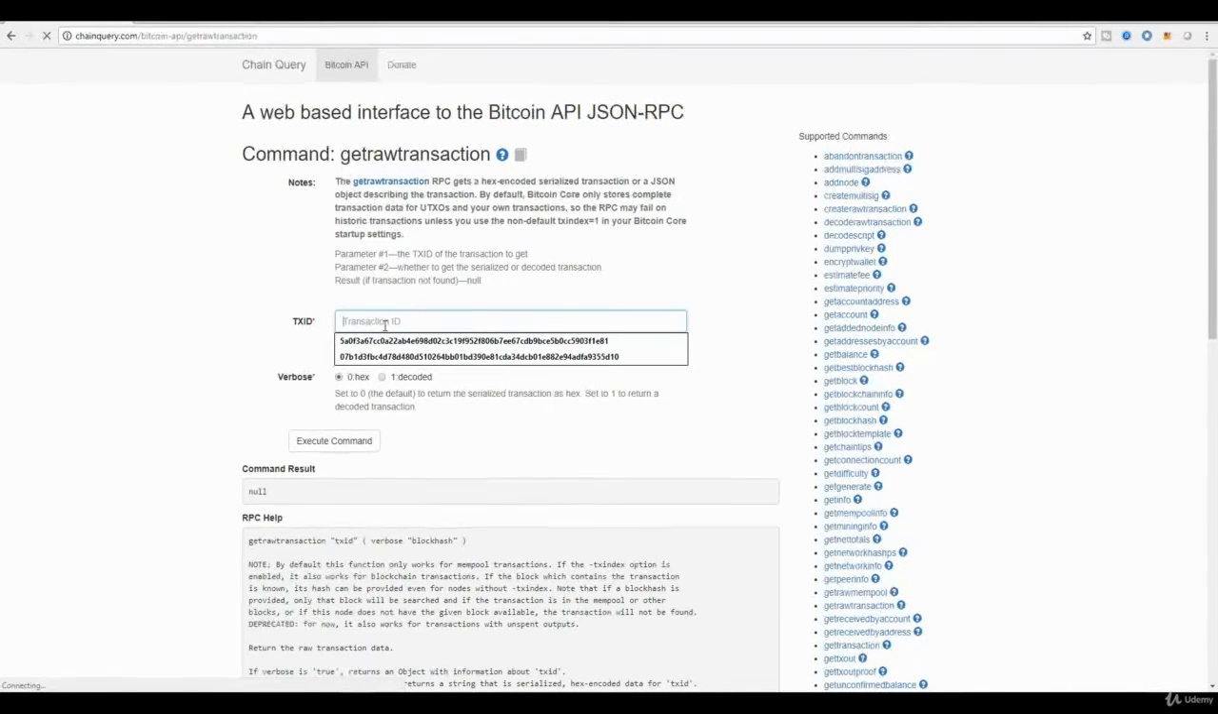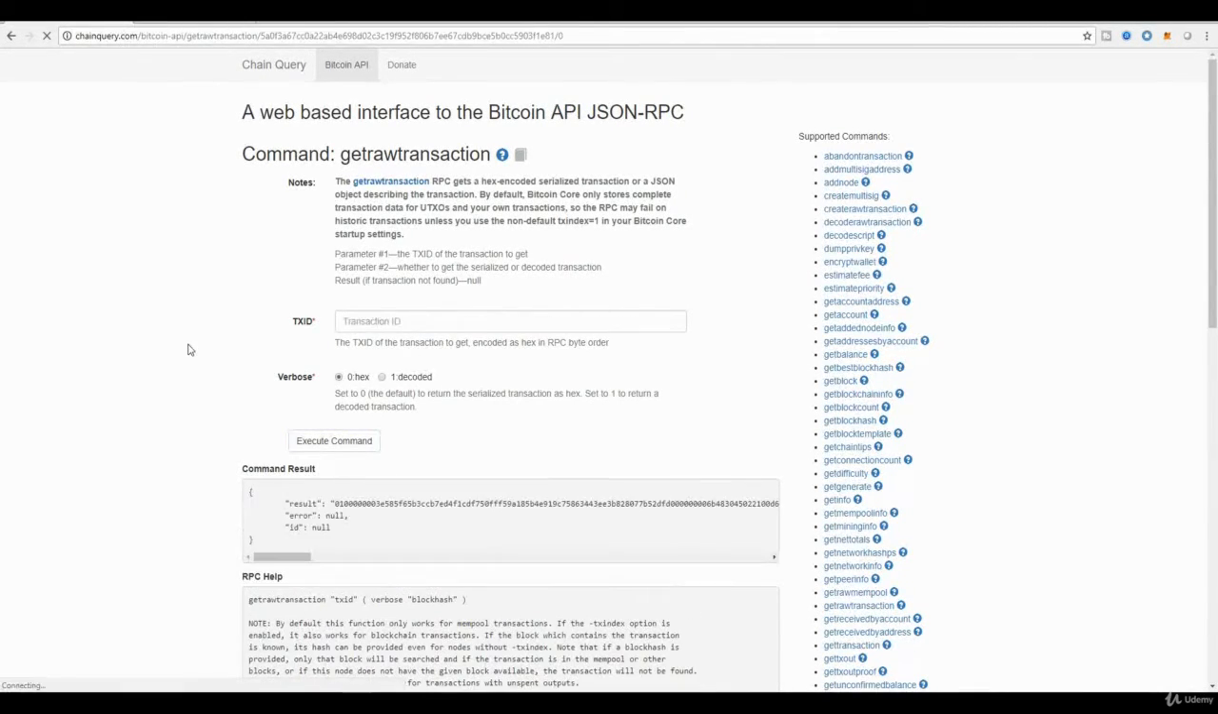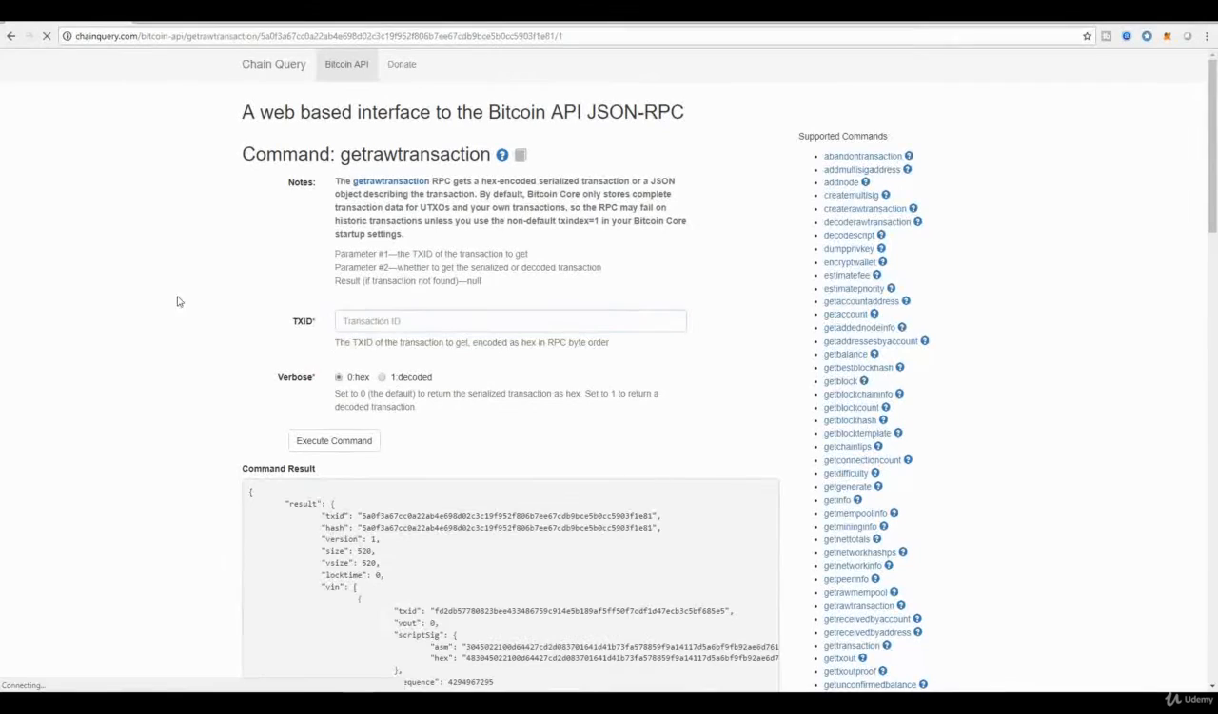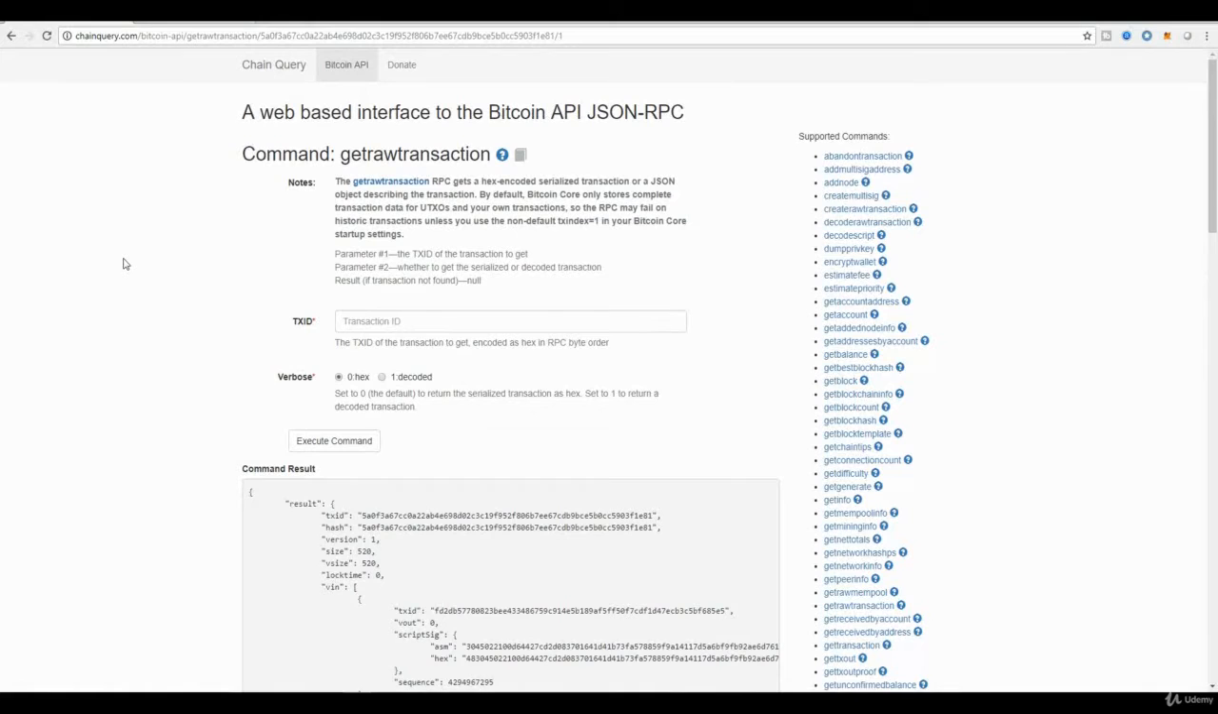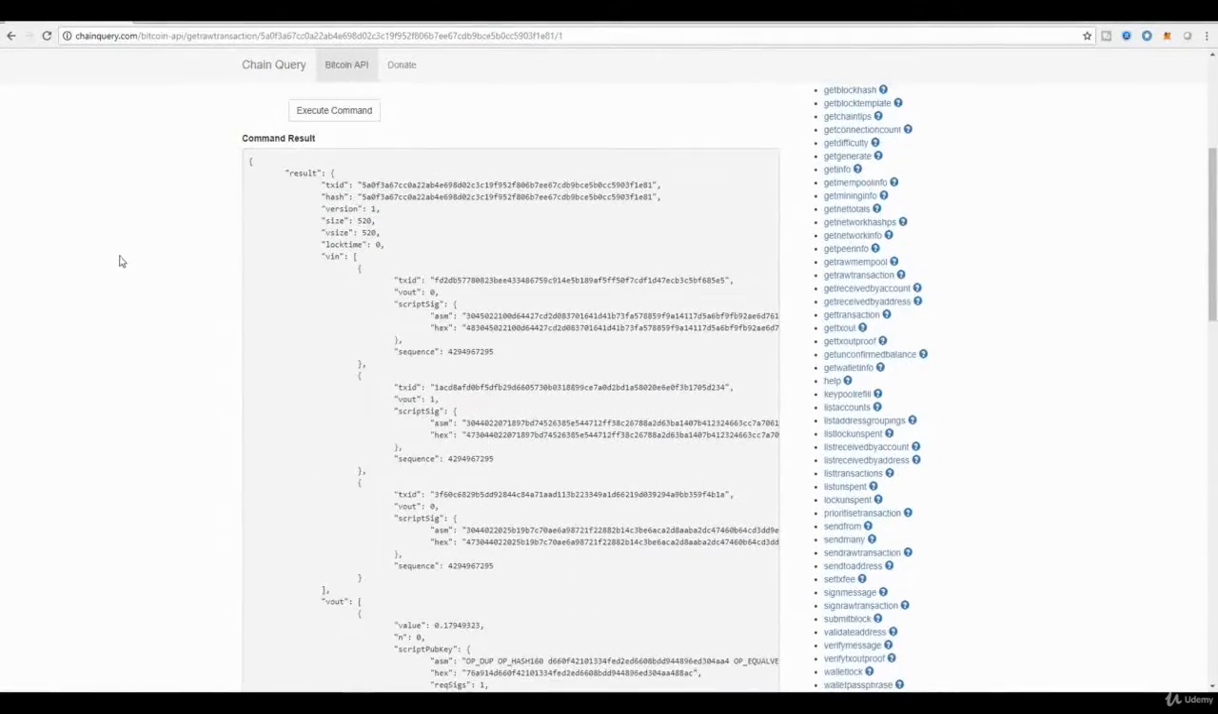As we go through this, I am going to paste that transaction inside. There are 2 ways to look at it. You can look at it in hex format or in decoded format. If I go hex format, what you will find is that it's one big long string. Instead, let's look at it as decoded, which is going to be easier to understand. And let's go for the transaction ID that we just did for the block explorer. I am going to put a parallel between the chain query version, that is the web-based interface to the Bitcoin API JSON RPC, versus the block explorer.